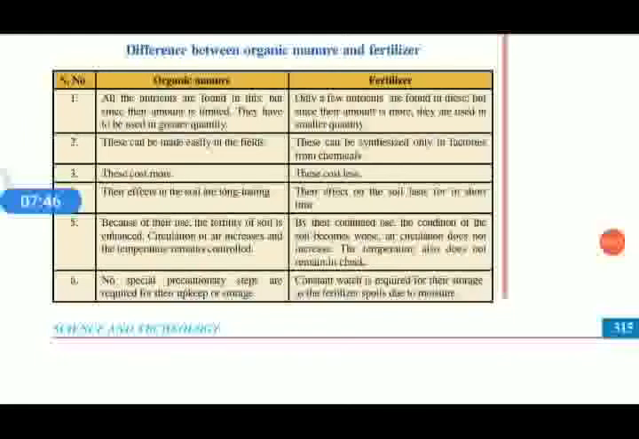For using organic manure, no special precautions are needed for doing the work. But if we add chemical fertilizer, we need to take precautions. Otherwise, it may harmfully affect our health.